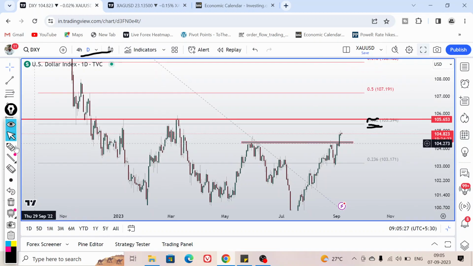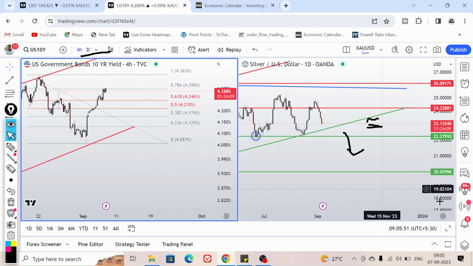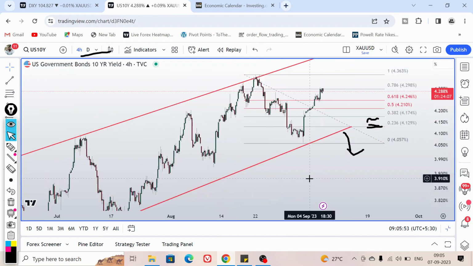But if price retraces back and trades under this level, then we can look for buy opportunities in combination with the other aspects that we discussed on the gold chart. So we can look for buy only if price retraces back under this zone. So this is the scenario on the dollar chart, that is DXY. And if we move on to the US 10Y chart, this is the scenario.